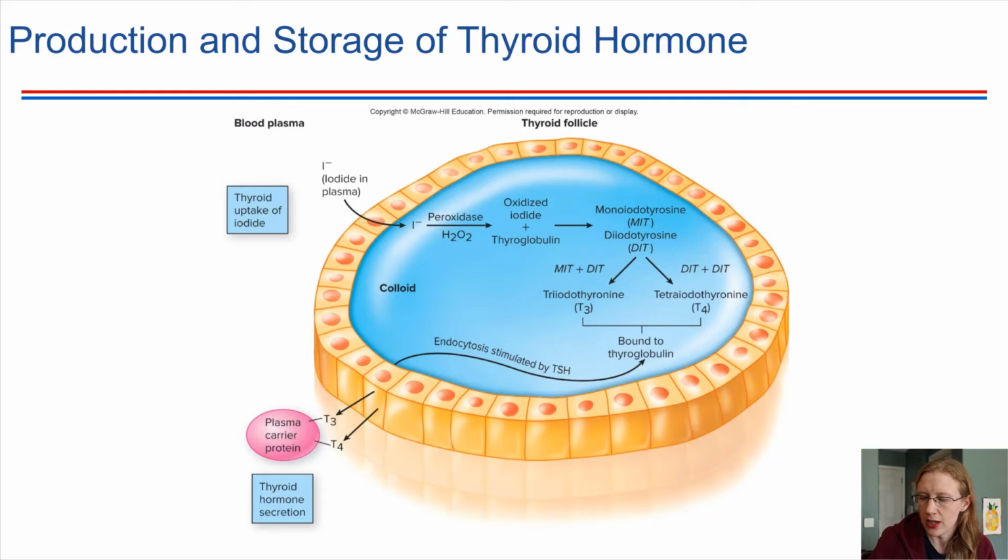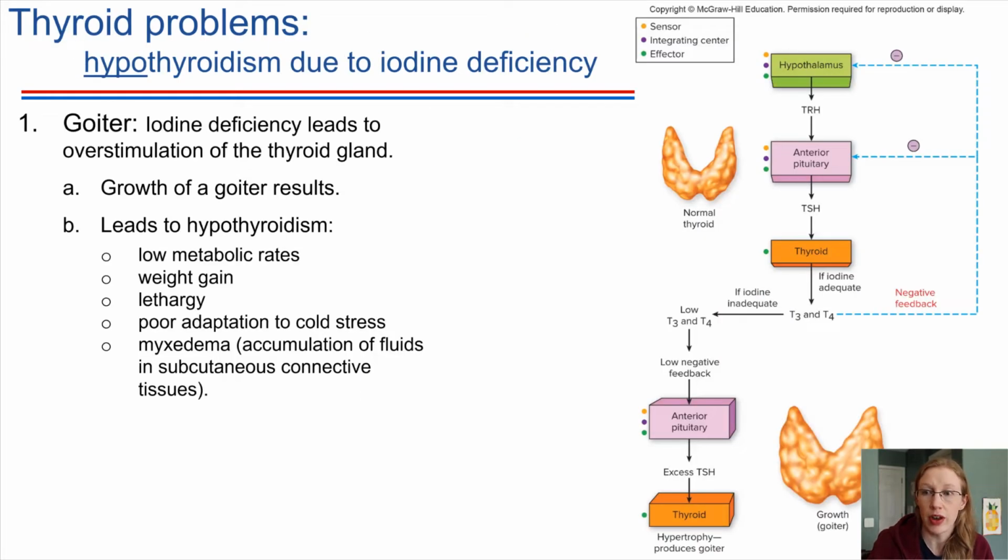So, problems with the thyroid gland. Now that we understand how it normally functions, let's think about some problems that can come up. One is just if there's not enough iodine in the diet. In the long term, what that's going to lead to is an inability to make enough thyroid hormone, right? Because iodine is one of the ingredients there.